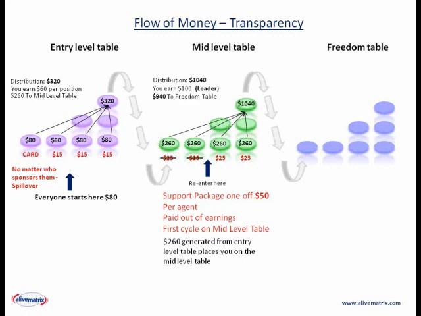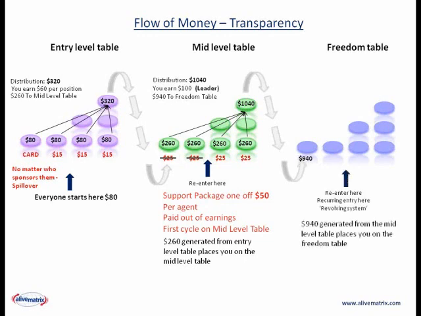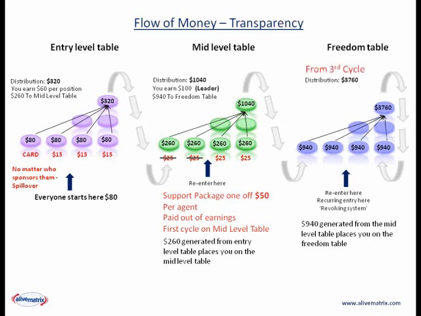So what happens now? $1,040 minus 100 is $940. So when you advance to the freedom table, each position on the freedom table is worth $940. So when you start cycling there on the freedom table, each position is worth $940. So 940 multiplied by 4 is $3,760.